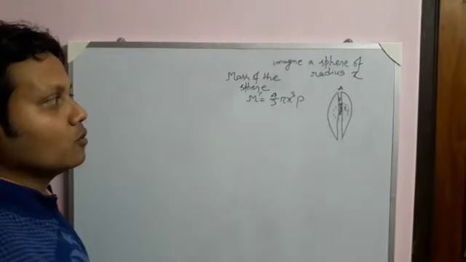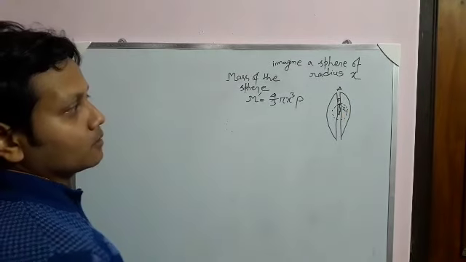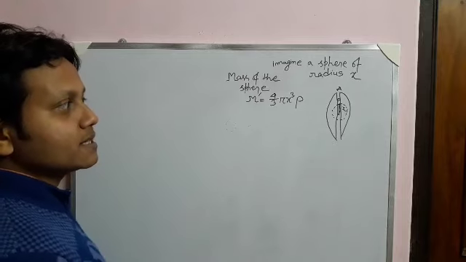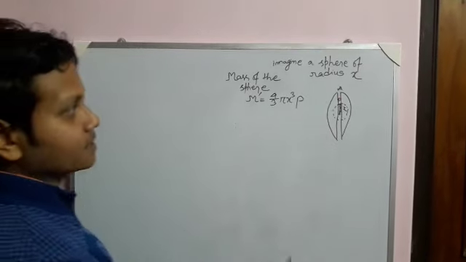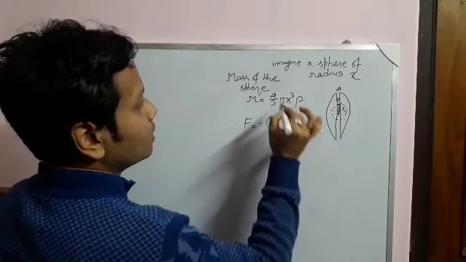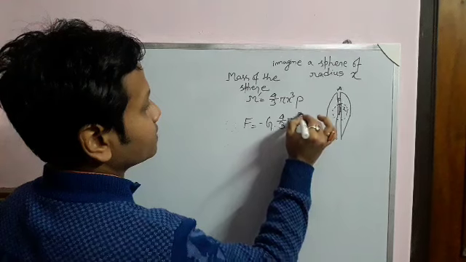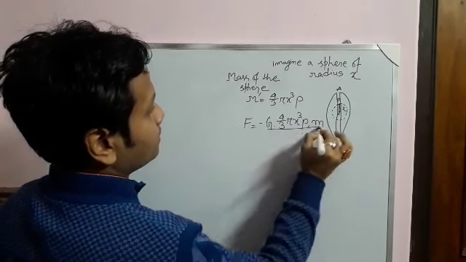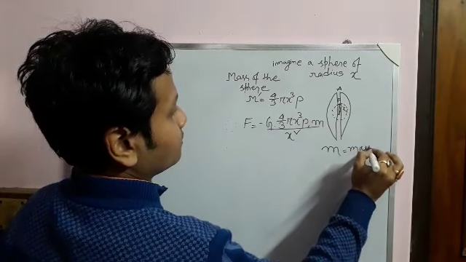Okay, now we all know what will be the force of attraction between the object and the sphere. Now the object is exactly located at the surface of the sphere, so it will experience a maximum force of attraction due to this sphere of radius x. So what would be the force of attraction? Minus G into the mass of the inner sphere, 4/3 pi x cube rho, into the mass of the object, say m, upon x square. Okay, m is the mass of the object.